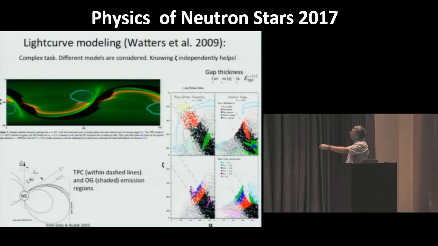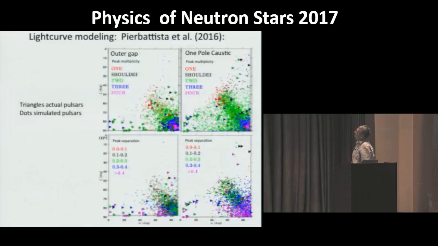So people do that. They plot, they try to infer from gamma ray and radio light curves these angles, zeta and alpha, viewing and magnetic inclination angles. That's basic. The color coding is showing how many peaks you have, what's the separation between the peaks. These are different kinds of models produced by different groups. I'm not going to explain that.